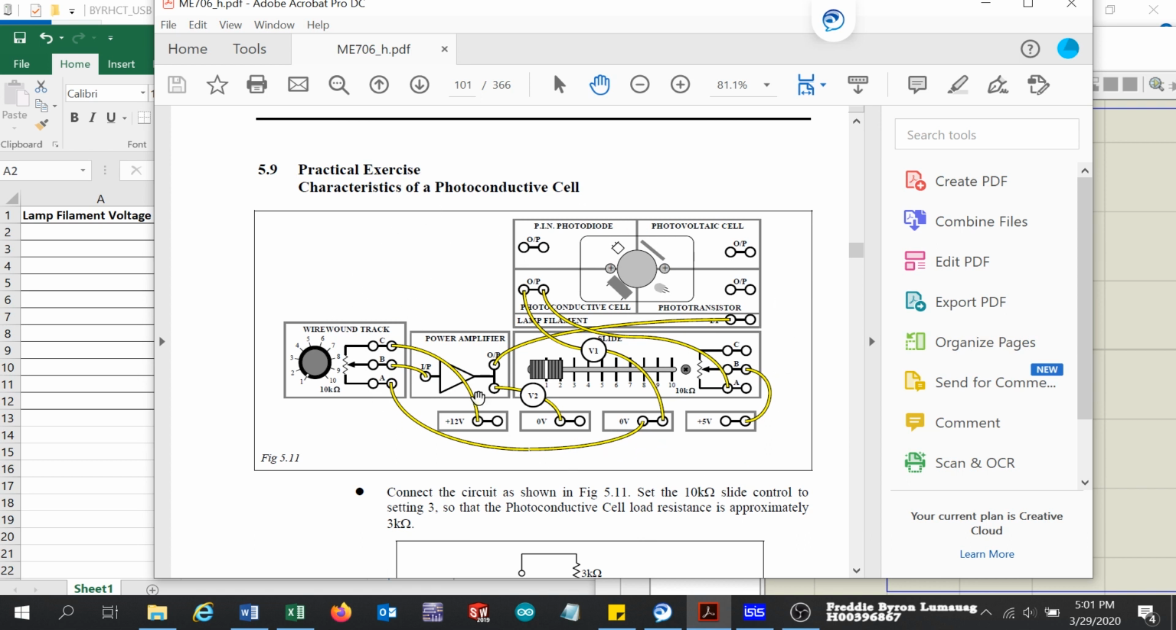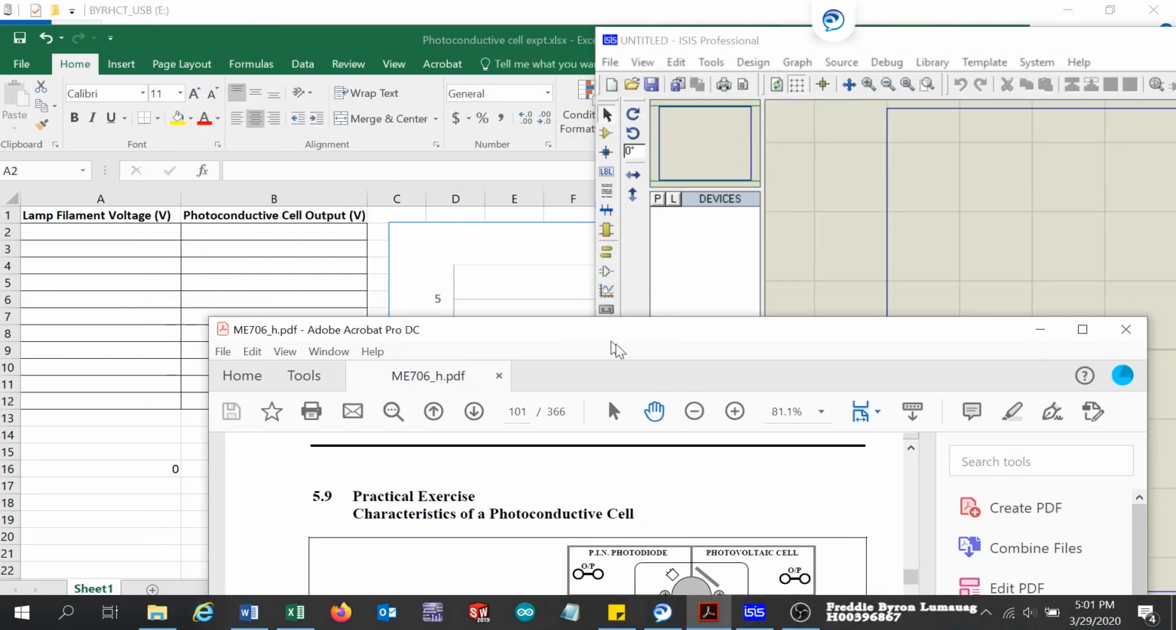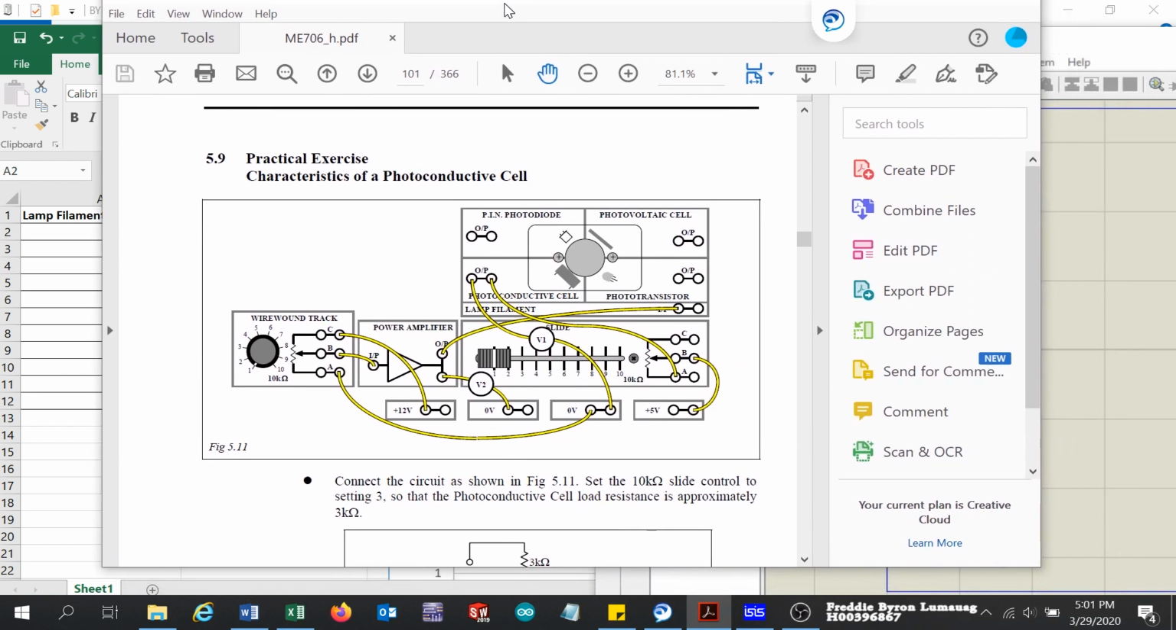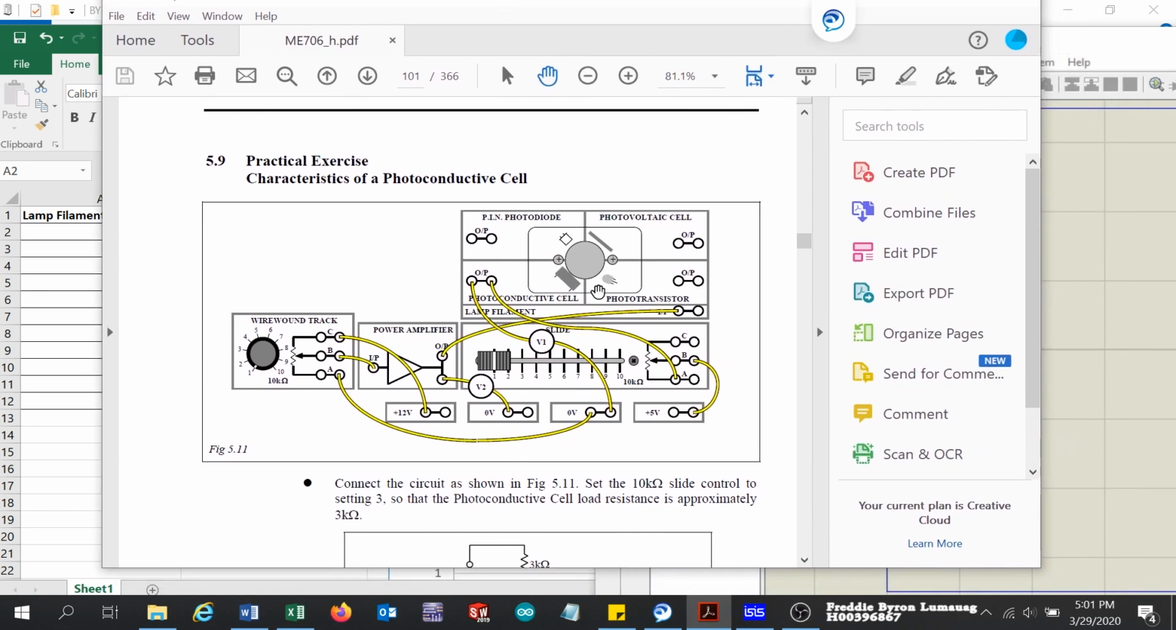How is it connected? And how to simulate it using another software. And we have to plot the characteristic of the LDR on this table, and you will see the characteristic curve of the LDR.